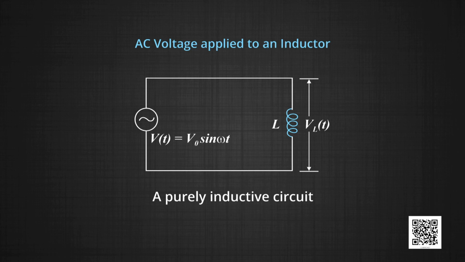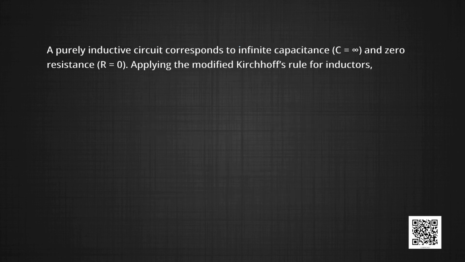Now, we will discuss how the inductor behaves when an AC source is applied in the circuit. Say we have an AC source V = V_0 sin omega t, and we have an inductor L connected in series to the AC source. So, a purely inductive circuit as shown corresponds to zero resistance, that means we do not have any resistance in the circuit.